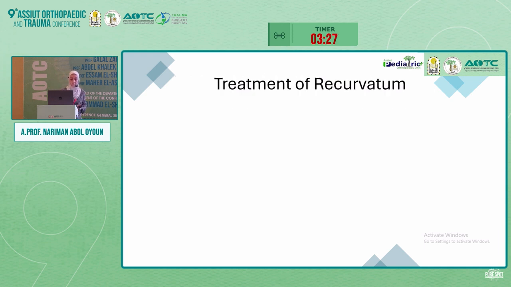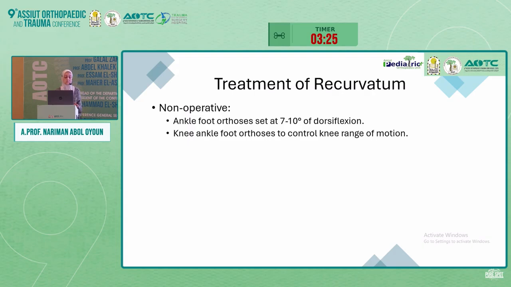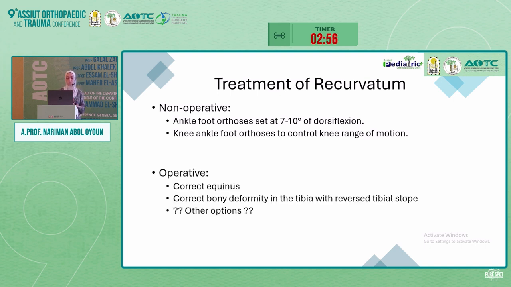How to treat them? Traditionally, it's a difficult problem. You treat non-operatively by using knee cages. We use the ankle-foot orthosis that is set at 7 to 10 degrees in dorsiflexion, so the child will have to have slight knee flexion with every step he takes. He or she takes the knee ankle foot orthosis to control the knee, but this would actually delay or make it even harder and slower for the child to walk.